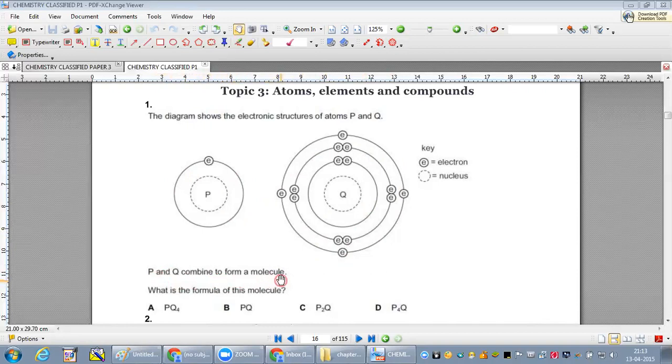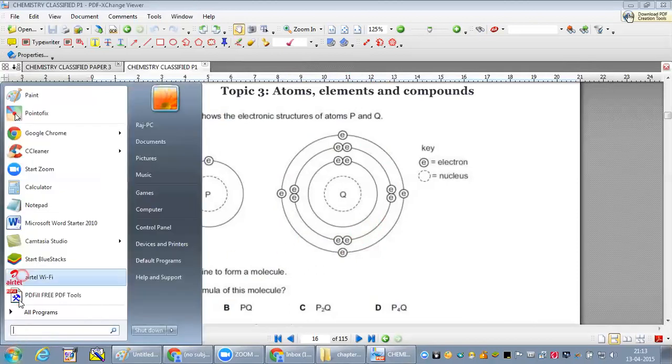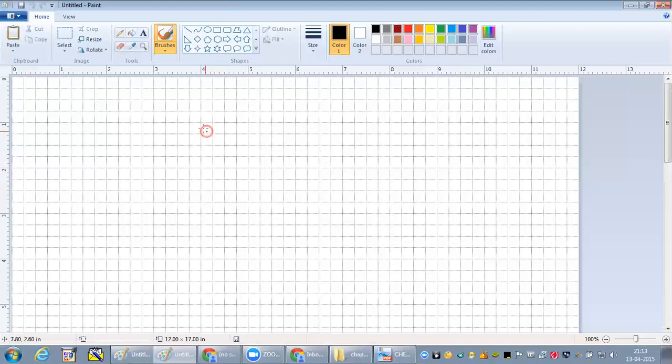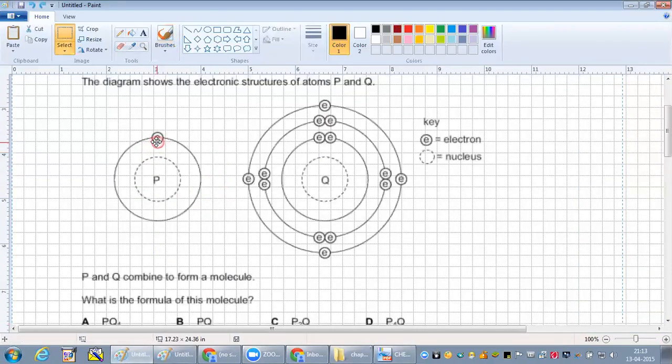P and Q combine to form a molecule. What is the formula of this molecule? Now if you look at P, its electronic configuration is 1 because there is only one electron. In Q, in the outermost shell, there are 4 electrons. So if I write down the electronic configurations first, how to obtain the formula of the compound? This is what we are doing. P is there. Its electronic configuration is only 1. That's the only one electron that is there in the outermost shell.